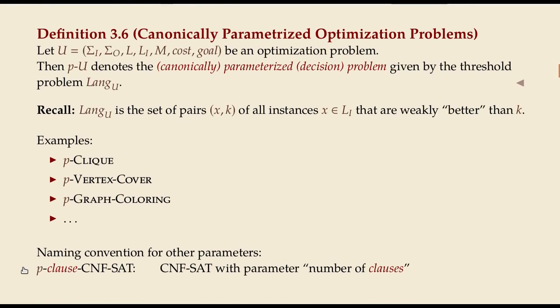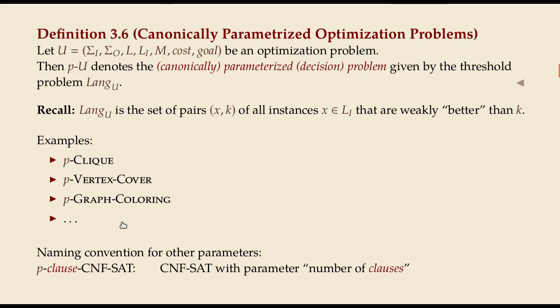Now let's start below here. The naming convention for the general case is that we just add some specifier for the parameter in case there are several. So for example, our CNF-SAT that we've discussed before, the Drosophila, can also be parameterized with respect to the number of clauses. Then we would write it like this. Now for optimization problems, like the ones given here, there's a canonical parameter, which is the threshold that we're given.